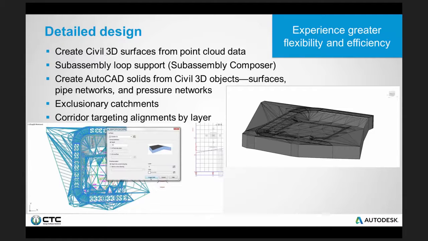So those larger projects, even medium-sized projects where you've got complex corridor targeting going on, you can end up spending a lot of time assigning these target objects, and it can be quite error-prone and quite confusing. So the option to select alignments now by layer is a great enhancement.